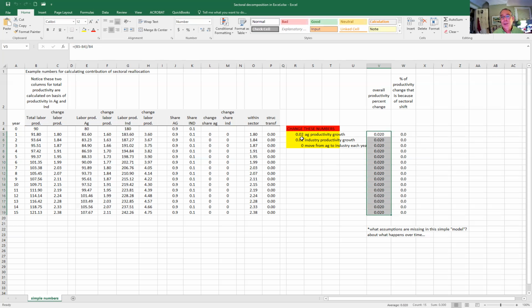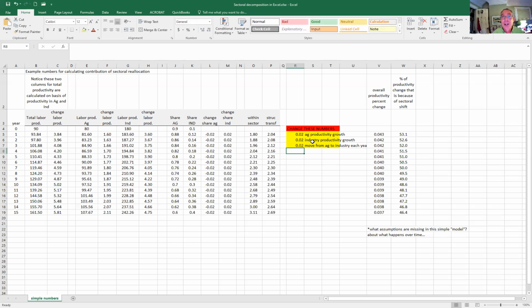So now let's suppose that they stay growing at the same amounts, but now every year 2 percentage points of the agricultural labor force moves over to the industrial labor force. And so now all our numbers update, right? And now we see that total productivity of labor is growing considerably faster than the 2% before. It's growing about 4%, 4.3% to start with, and down to about 3.7% by the end.